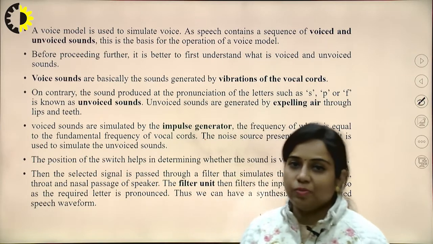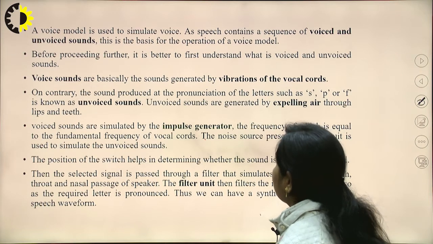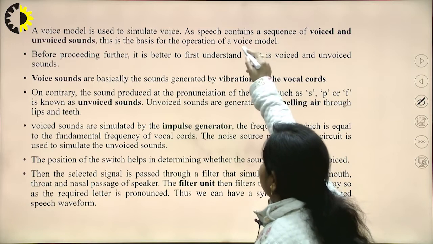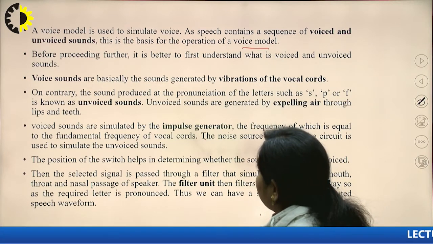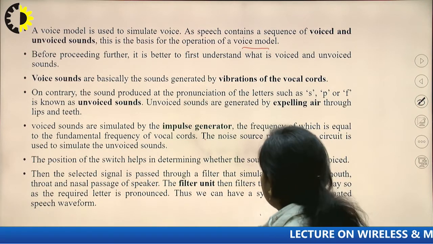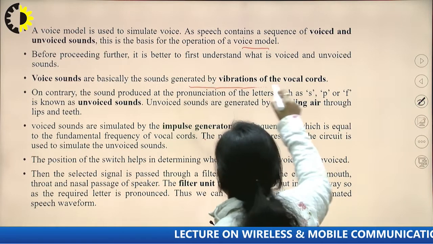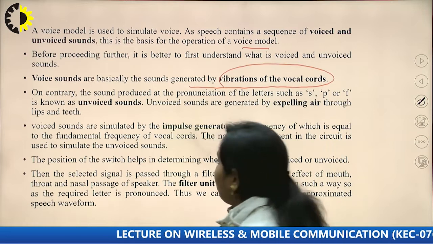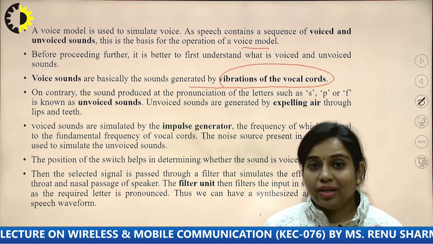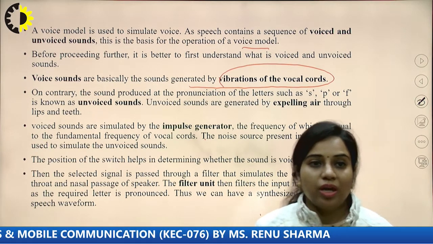Now this is just an explanation of the previous diagram. It is used to simulate the voice, as speech contains a sequence of voiced and unvoiced sounds. This is the basis for the operation of a voice model. Before proceeding further, it is better to understand what voiced and unvoiced data are. Voiced sounds are generated by the vibration of the vocal cord. Whenever your vocal cord vibrates, it generates voiced data, and it has high pitch and frequency, and its amplitude is high compared to unvoiced sound.